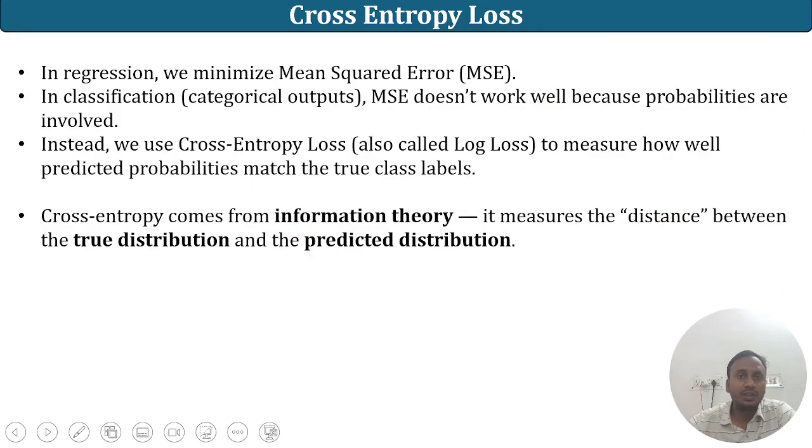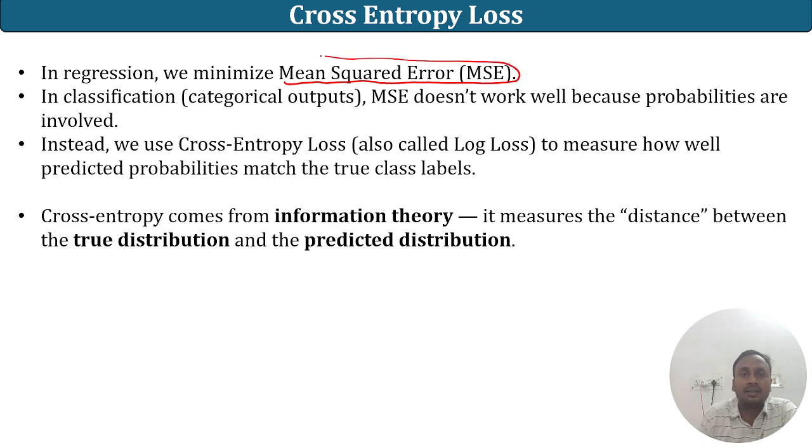Okay. So in regression, we minimize the mean square error. It's a bit of theory, but I'll try to explain how it works. In classification, MSE does not work well because probabilities are involved. As I told you, a classification problem is either zero or one, and it's something like a probability. In that case, MSE is an error that will not work. So to avoid that, we are going to use the log loss function.